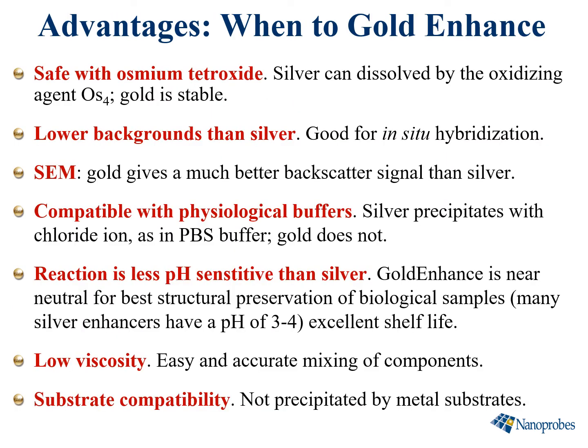In summary, you use gold enhancement when you have a risk of etching of silver from osmium tetroxide, where gold is stable. It often has lower background than silver, gives a much better backscatter signal than silver for SEM, compatible with physiological buffers like halides. It's less pH sensitive than silver. The components have a low viscosity, so they're easy to mix and use accurately. And also compatible with a wide variety of substrates, even including cells cultured on metal substrates.